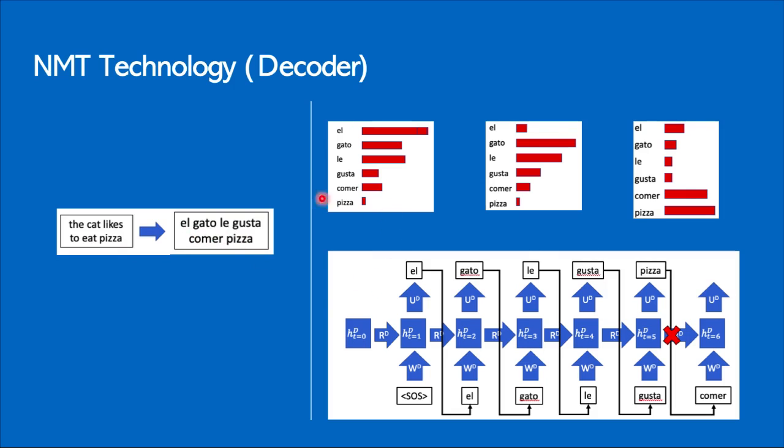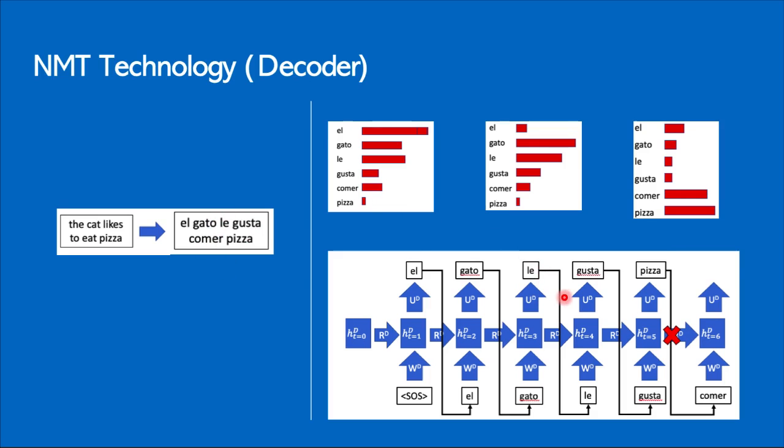The word "el" was given the highest probability as the first word for output prediction, and we proceed using "el" as the input in the next time step. For the next word, the word "gato" was given the highest probability. We proceed this way through the duration of the sentence until, for example, we run into an error at the word after "gusta." As you can see, the decoder has predicted "pizza" as the next word in the translated sentence when it should actually be "comer."